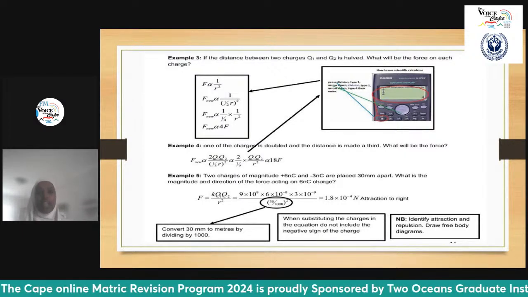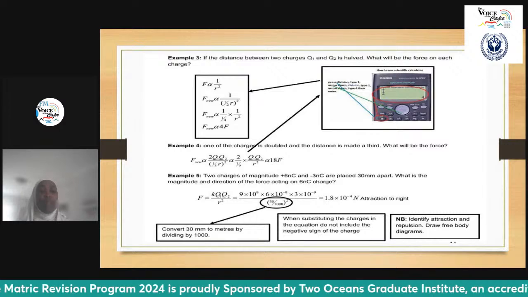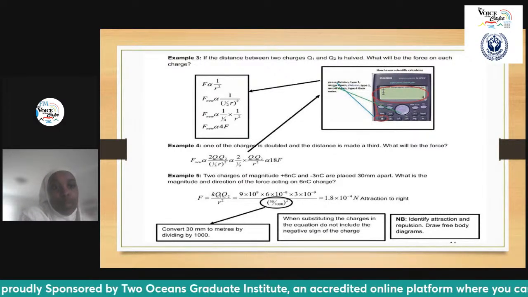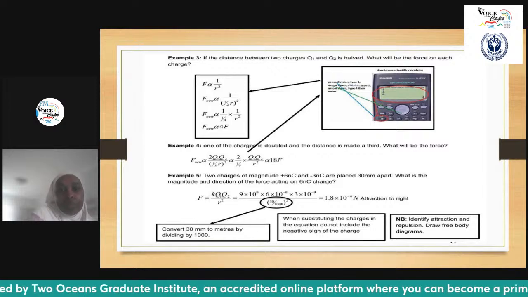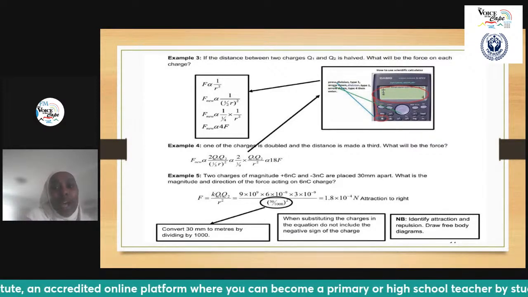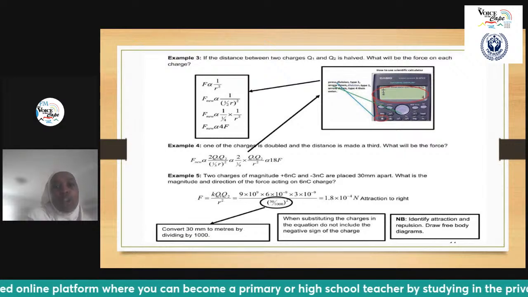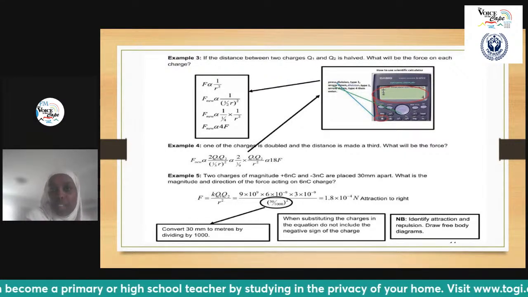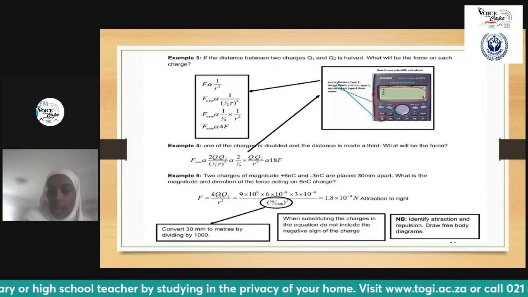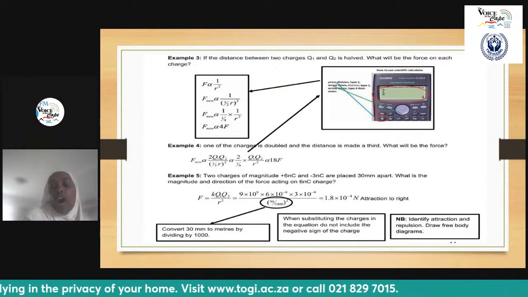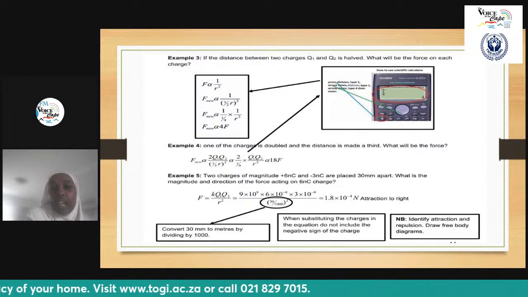Then example 4. Remember, these are all multiple choice questions. Example 4, one of the charges is doubled and the distance is made a third. What will be the force? So we are doubling one Q, and we are basically cutting the distance into a third.